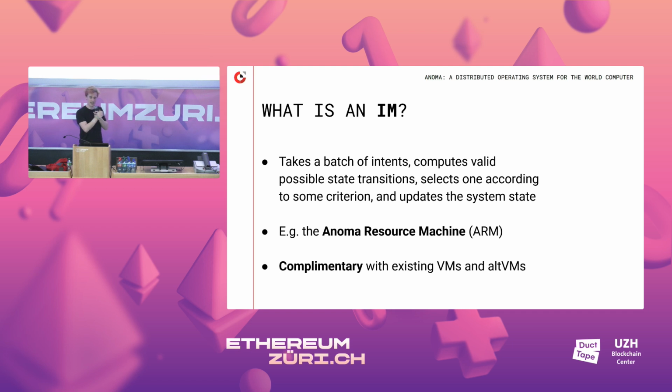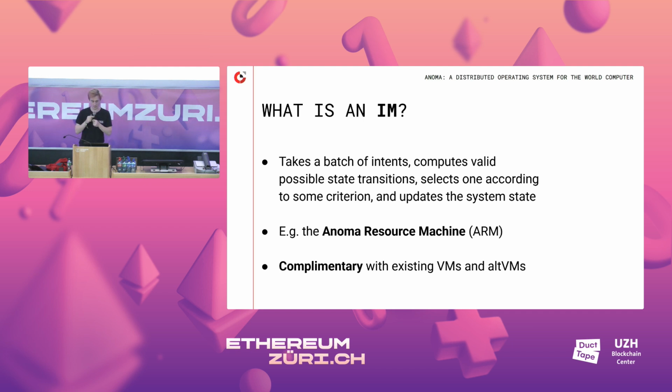And so, what is an intent machine in comparison? Well, it takes a batch of computes valid possible state transitions, and then selects one according to some criteria, and then updates the system state with that state transition. You can imagine this if, for example, there are 6 individual intents that aren't individually settleable, because they're partial state transitions, but you take all 6 together, you put them into a batch, and then they form a fully balanced state transition, and then you can update the world state using this.